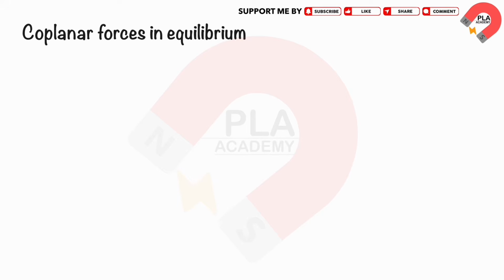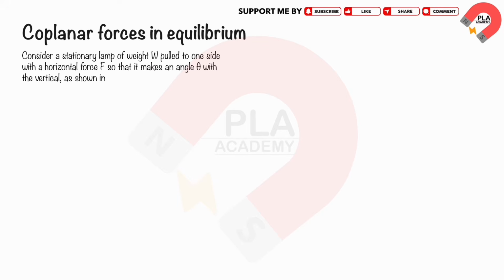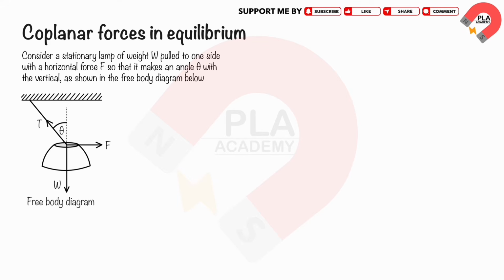Coplanar forces in equilibrium. Consider a stationary lamp of weight W pulled to one side with a horizontal force F, so that it makes an angle θ with the vertical, as shown in the free body diagram below. To analyze the forces acting on the lamp, we can construct a vector diagram. Draw the weight vector W. Draw the force vector F, connecting the tail of F to the head of W.